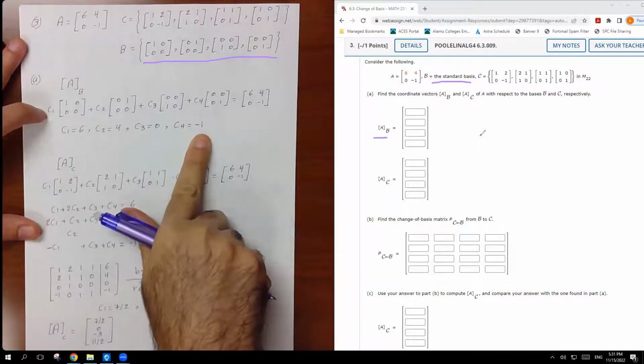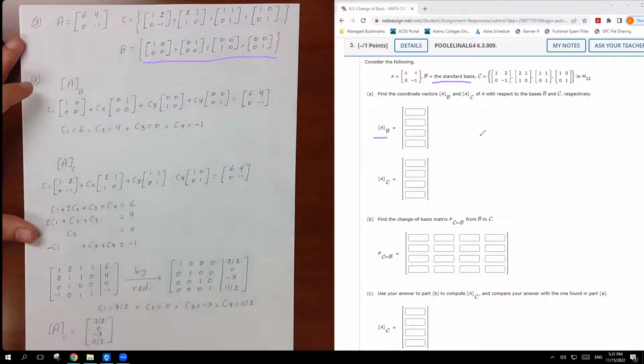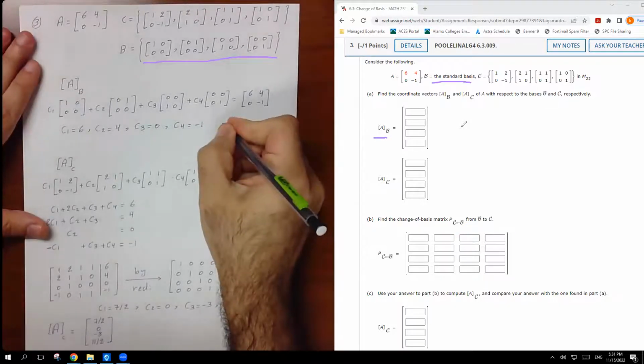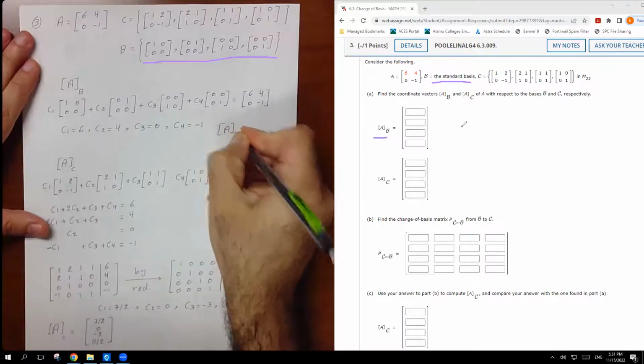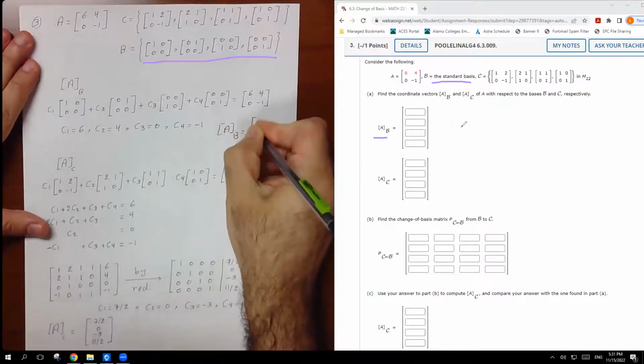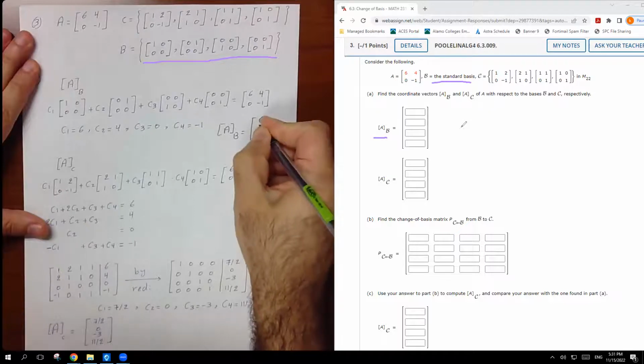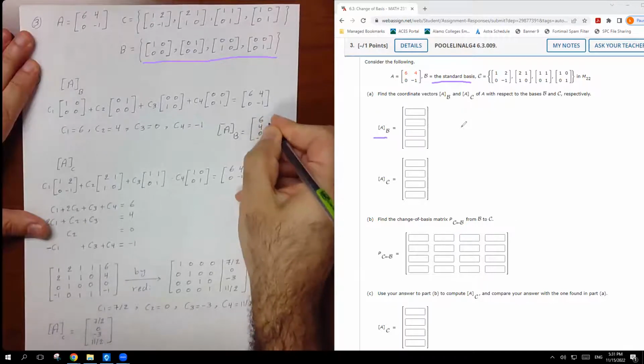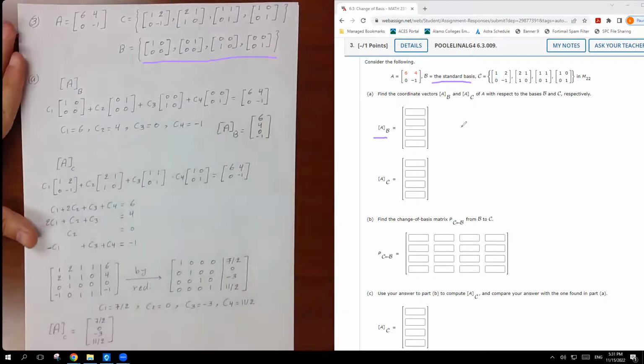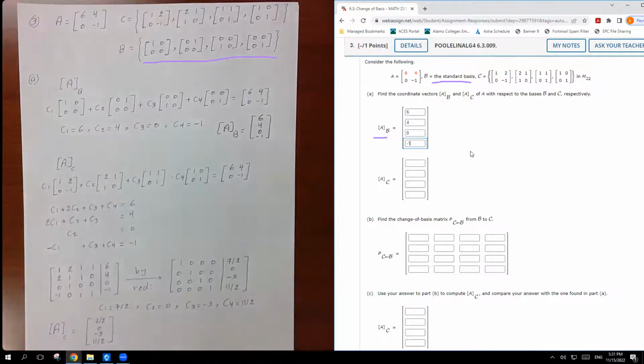So this is the first coordinate vector. We're going to write it down as a coordinate vector. The vector A with the base B is going to be 6, 4, 0, -1. So we're going to type here 6, 4, 0, and -1. This is the first, the coordinate vector A with respect to B.